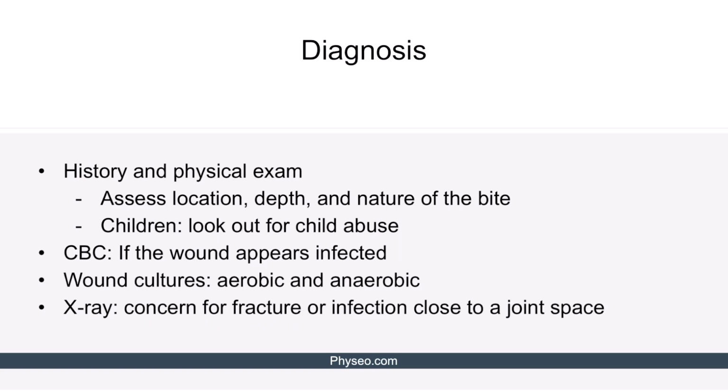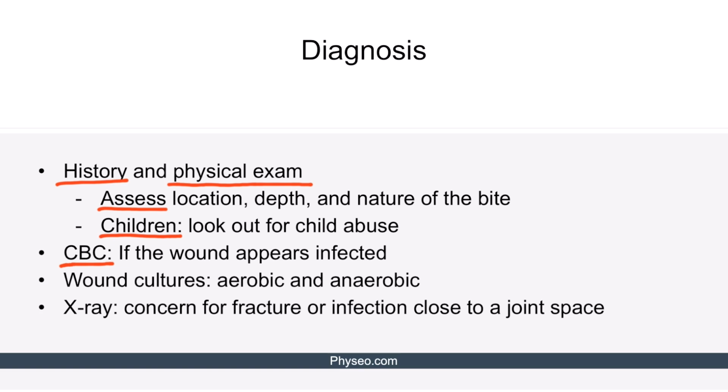Now, the first step to evaluate a human bite is to perform a good history and a physical exam. You should closely examine the bite wound and assess the location, the depth, and the nature of the bite. In addition, if the bite wound occurs in a child, you should also perform a thorough history to examine for potential child abuse.